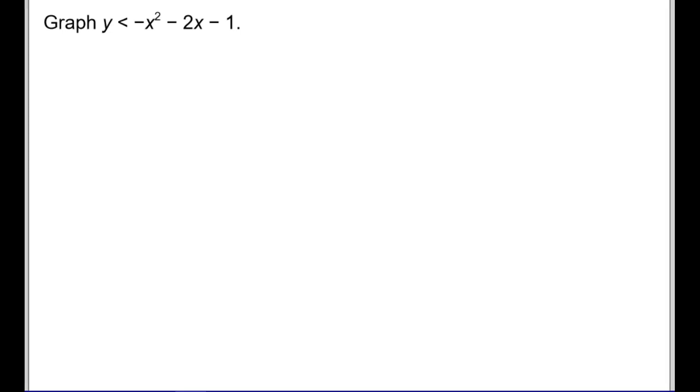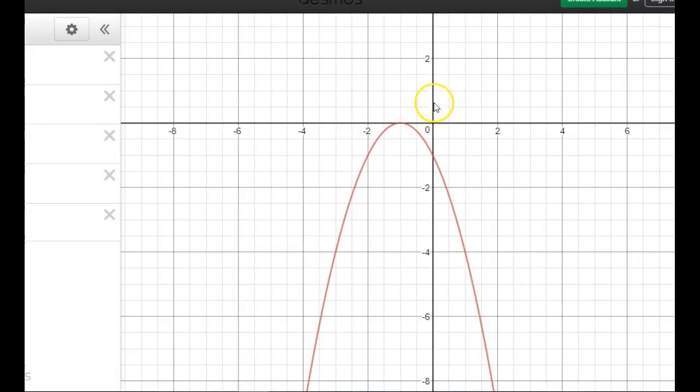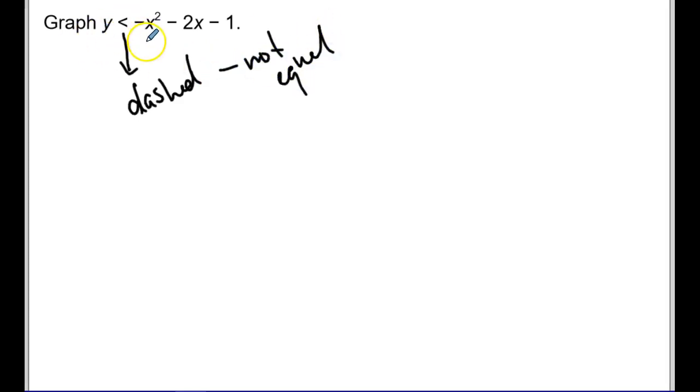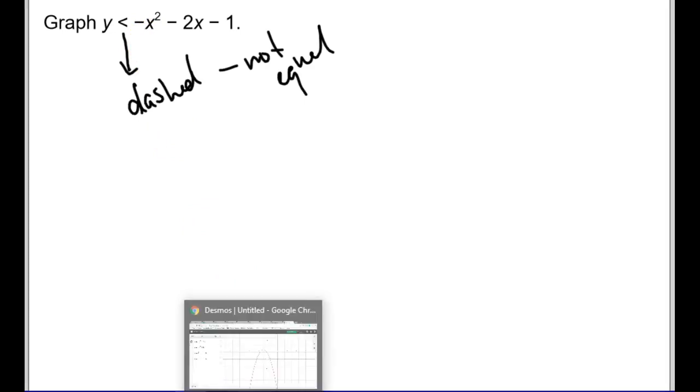So first I want to graph this: y is less than negative x squared minus 2x minus 1. The first thing I do is I find my vertex, or I can go ahead and use Desmos to graph it. And here is this equation graphed. So I have negative x squared minus 2x minus 1. What I really know is that this is not actually going to be a solid line. This needs to be a dashed line, because I do not have an equal part. It's just less than.